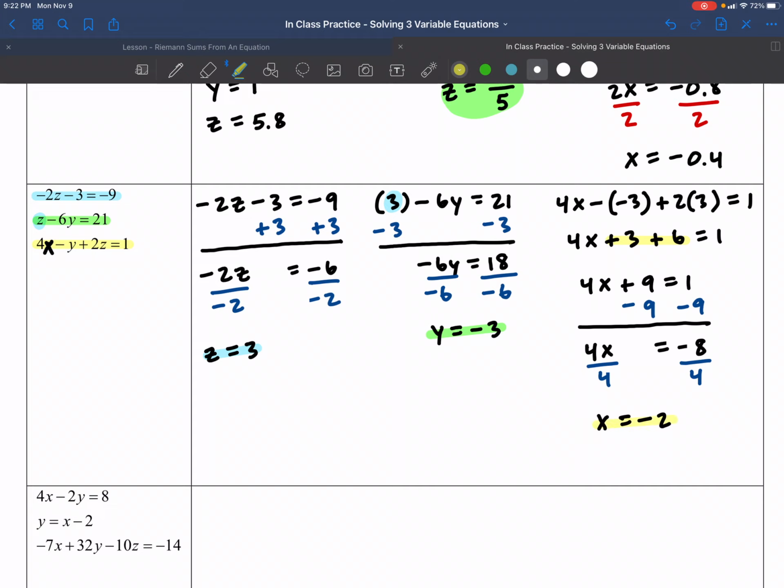So there are my 3 solutions. My solutions are x is equal to negative 2, y is equal to negative 3, and z is equal to positive 3.